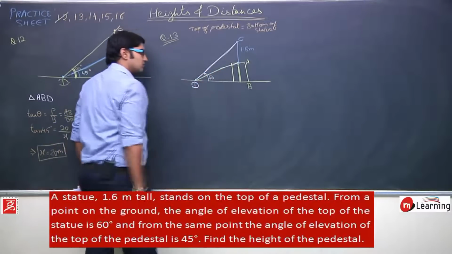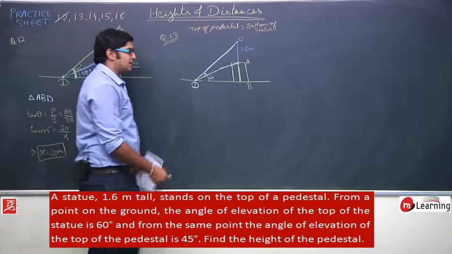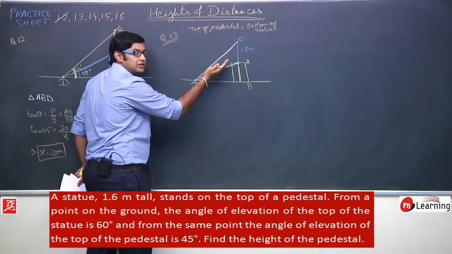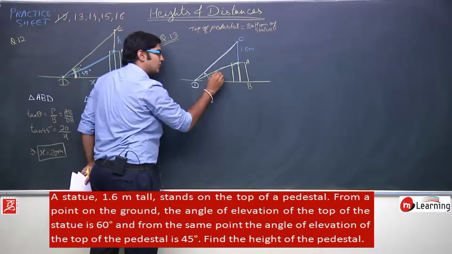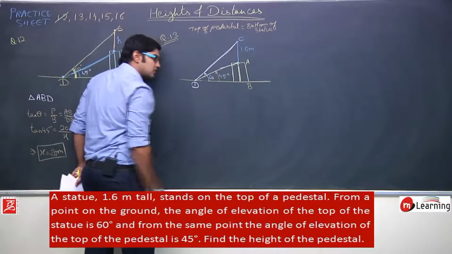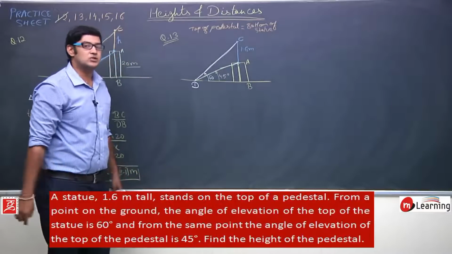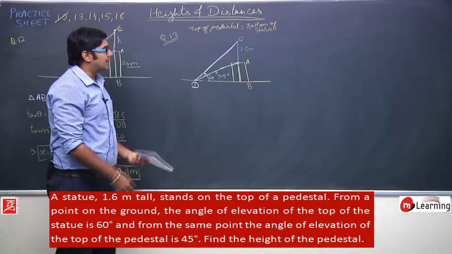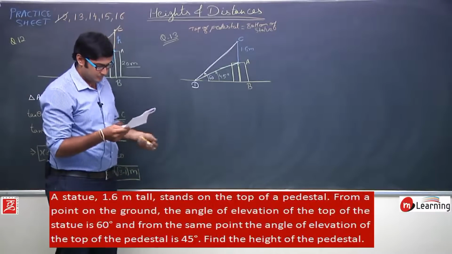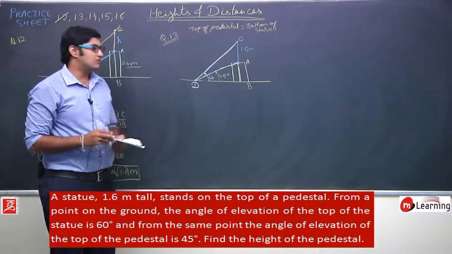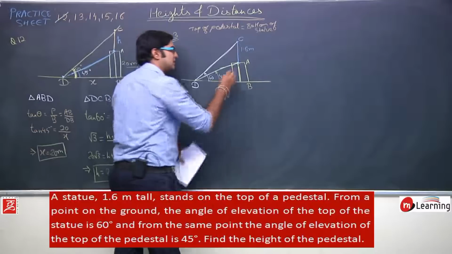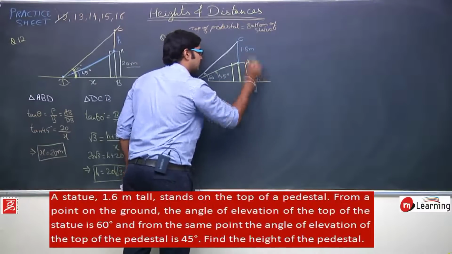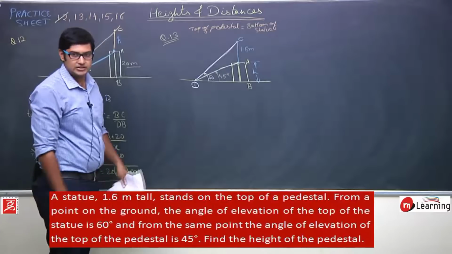It is said in the question that to observe this point, the top of the pedestal, I need to move my head 45 degrees upwards, so the angle of elevation is 45 degrees. Now my task is to determine the height of the pedestal. The height of the pedestal is this much. Let us say h is the height of the pedestal.